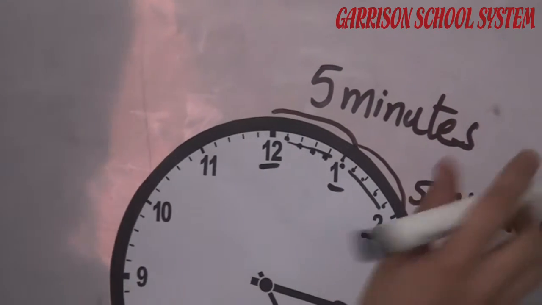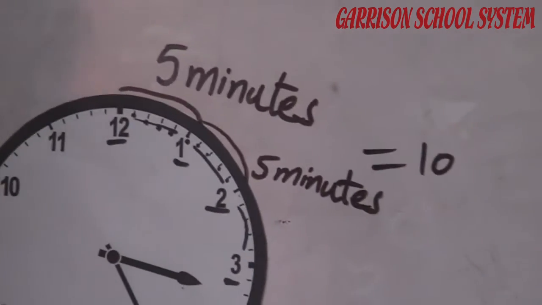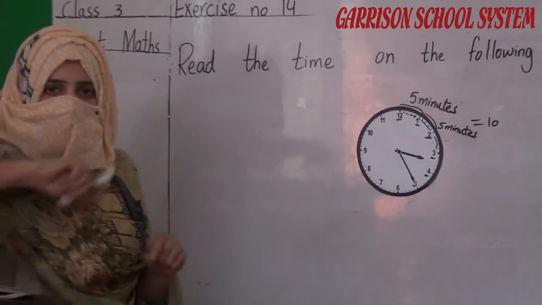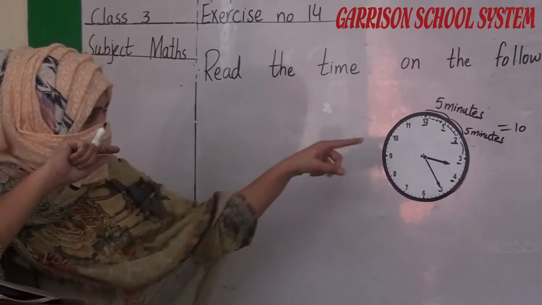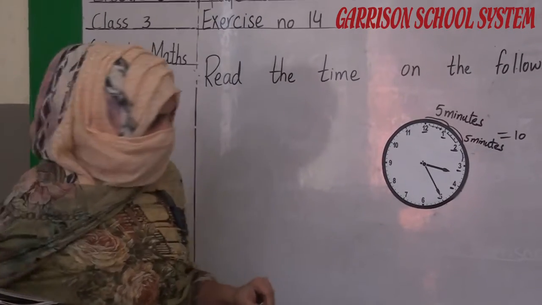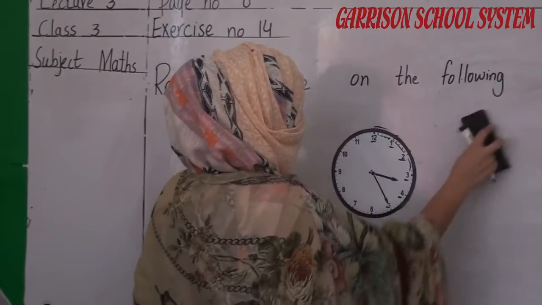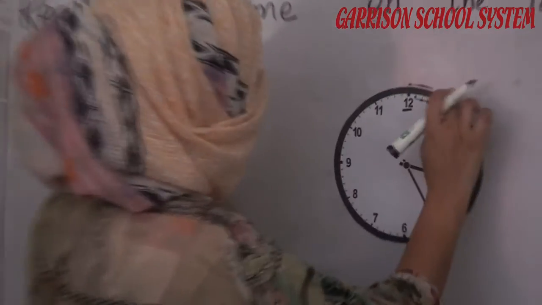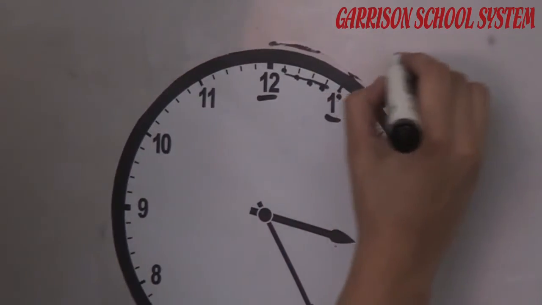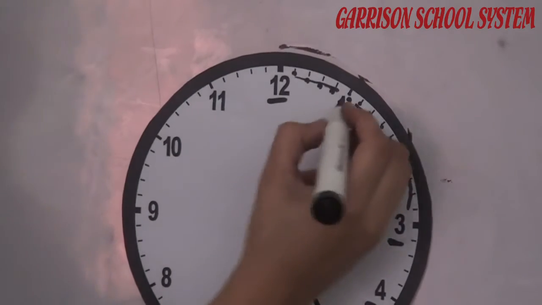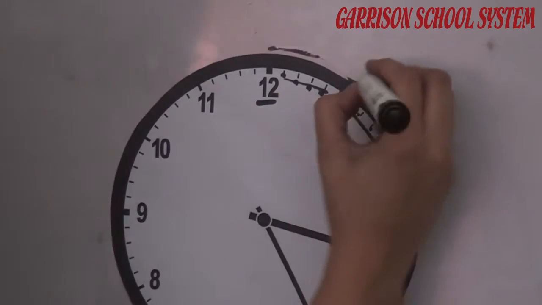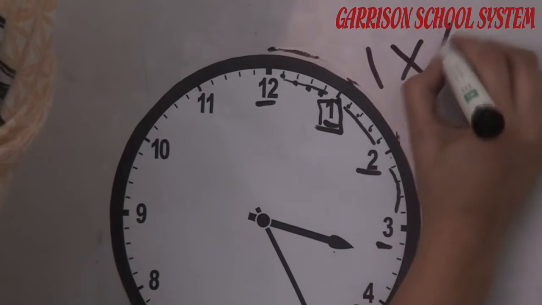So 5 and 5 plus 10 minutes. Student, it is very difficult for us to calculate minutes like this. So we have to recall the times table of 2 in this method. So we have to multiply the number 5 with the number of this hour. Here is number 1. We have to multiply the 5 with this number.